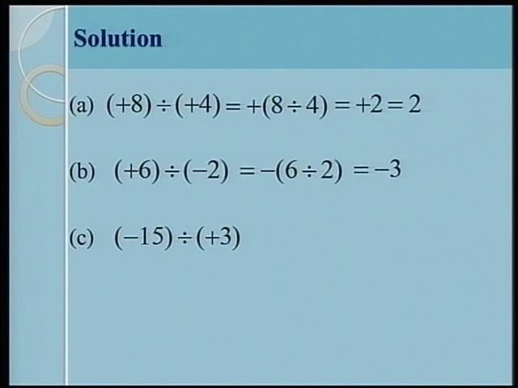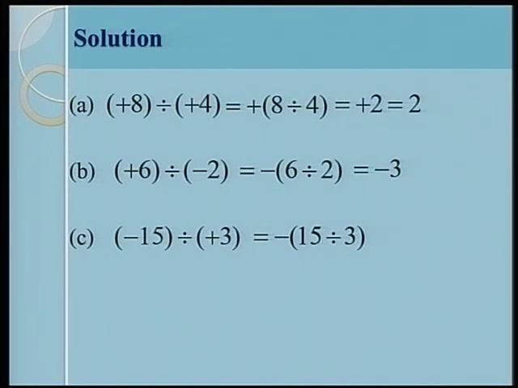We have a look at the solution for part C. Negative 15 divided by positive 3. We are here again dividing one negative number and one positive number. We will keep the negative sign outside the brackets.